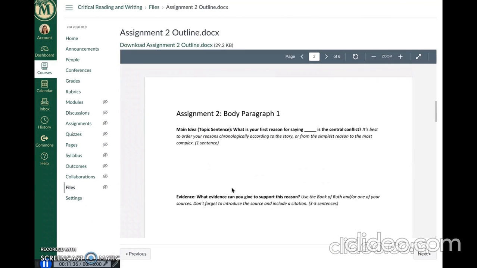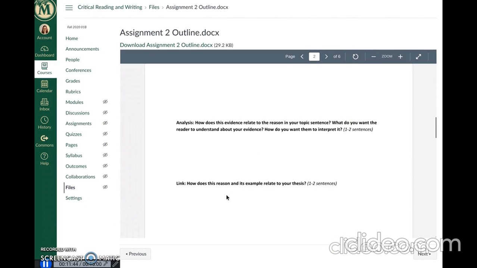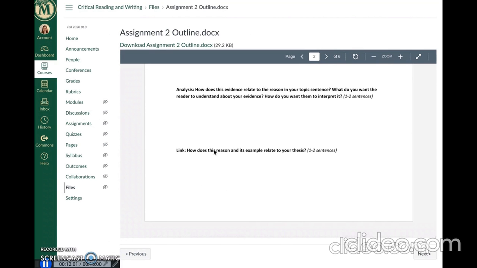All right, for a body paragraph, I kind of follow the meal plan, which is that you give a topic sentence, you give your evidence, you explain your evidence. So think of that picture activity where we had to explain the relationship between the hand sanitizer, granola bars, and the candle. That's what analysis is. And then link. This is where you explain how your evidence and analysis connects back to your thesis that you wrote, or in this case, your main conflict in the Book of Ruth.